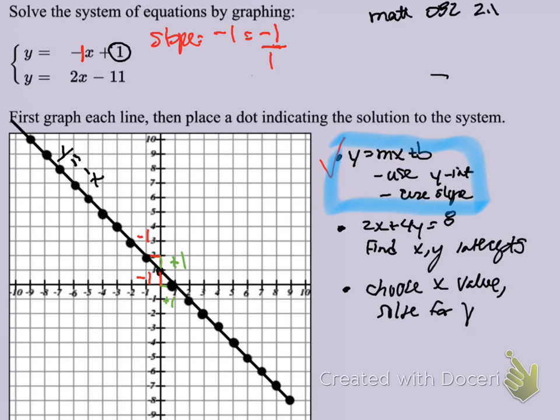So that you don't get confused and you know which line is which. And again, remember the solution, the graphing solution, is just where these lines meet, if in fact they intersect at all. All right, so let's look at this next problem.